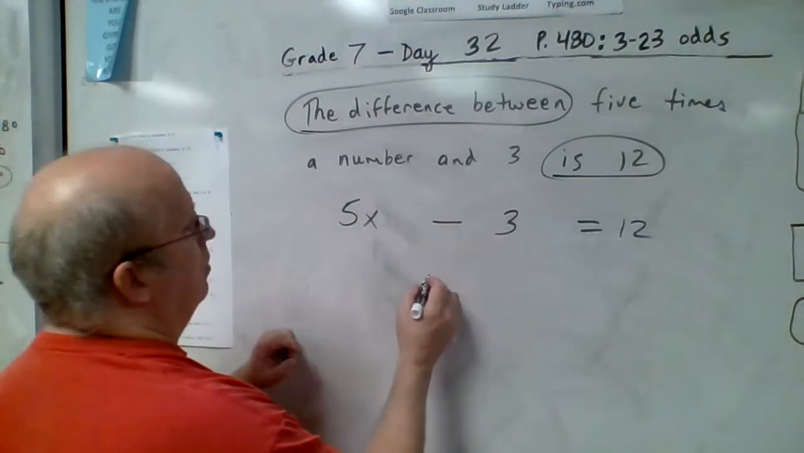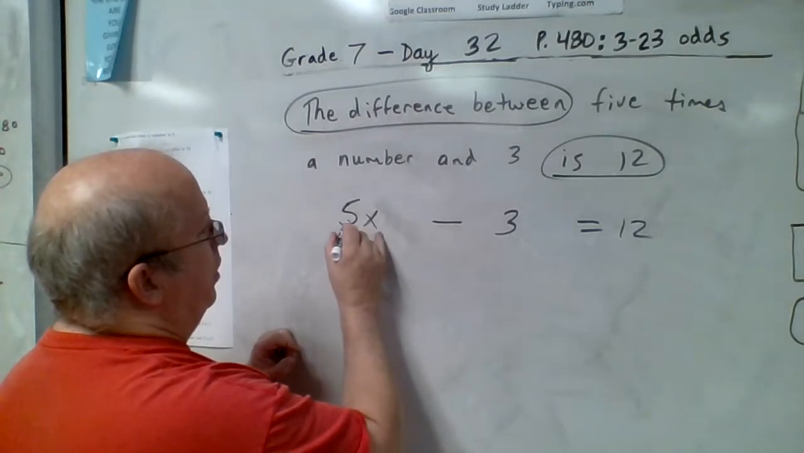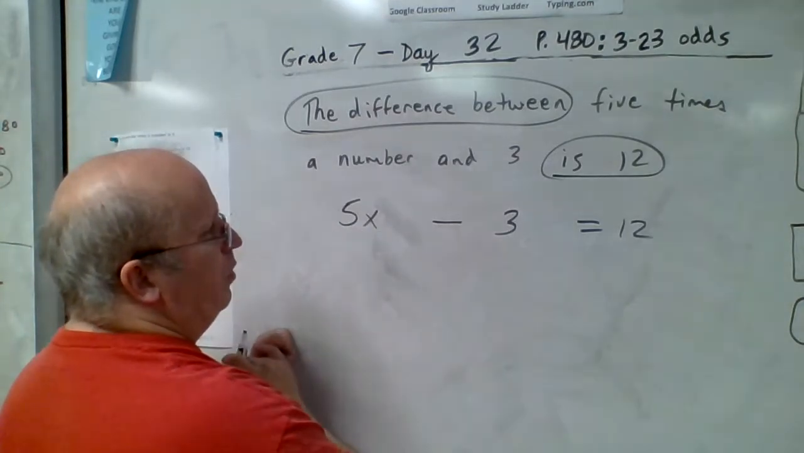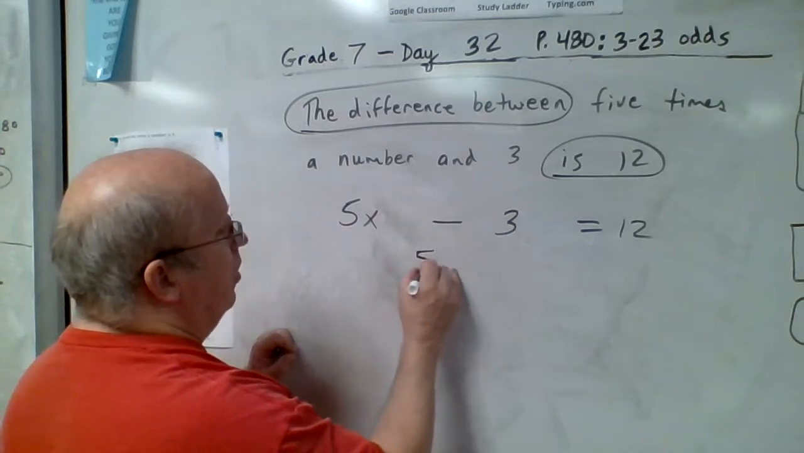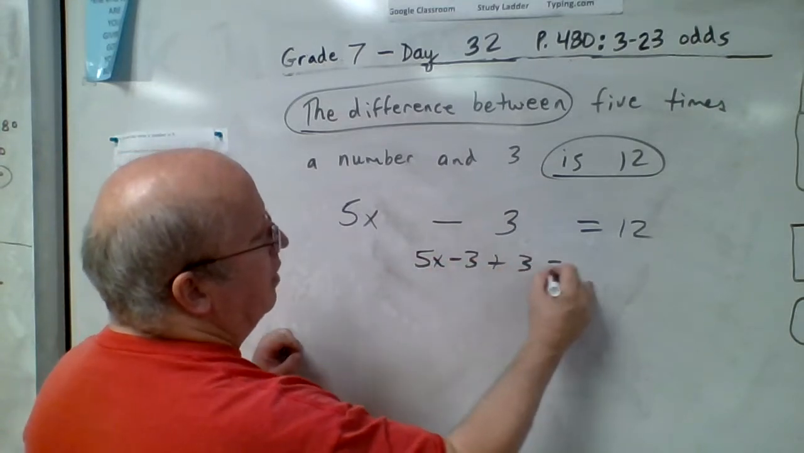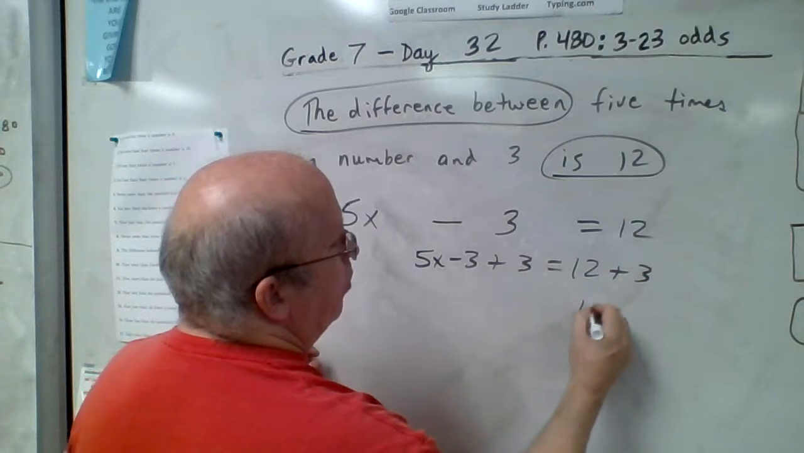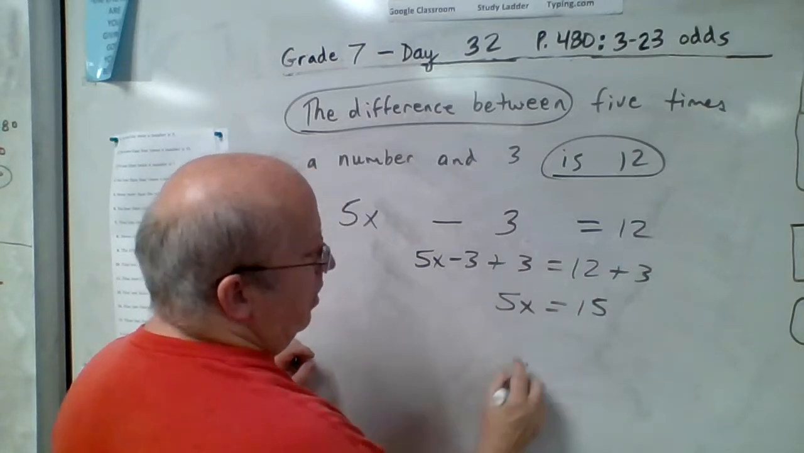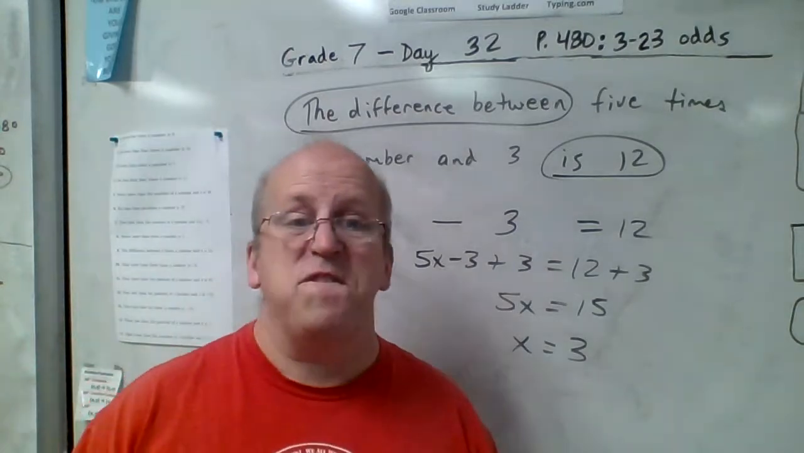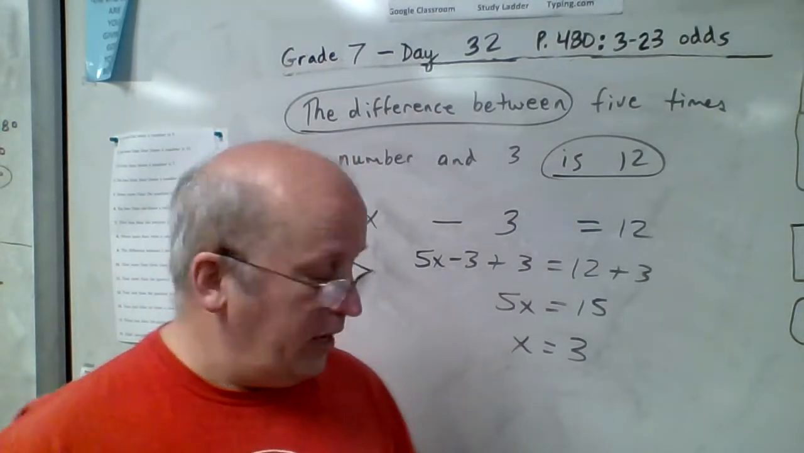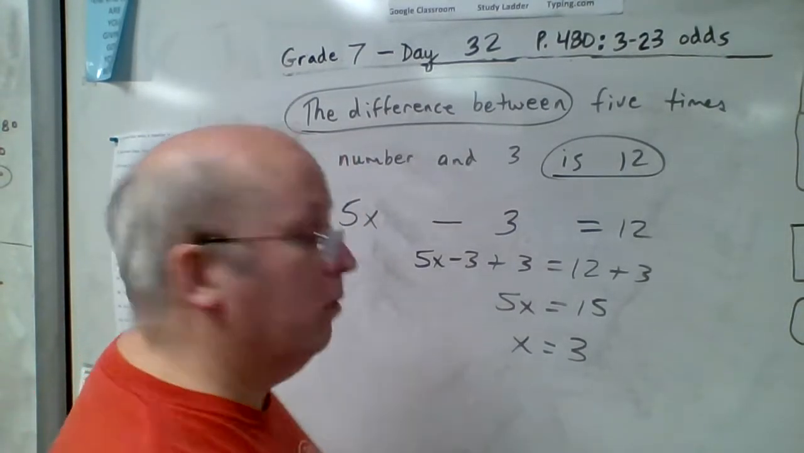How do we solve this? Well, got to get x by itself. Got to get rid of the 5 and got to get rid of the 3. Which one do we get rid of first? The 3. We always get rid of addition and subtraction first. So I'm going to write it like this. I'm going to add 3 to both sides. And all of a sudden it becomes easy. X has to be 3 because we divide both sides by 5 and x is 3. Okay? Let's do one more.